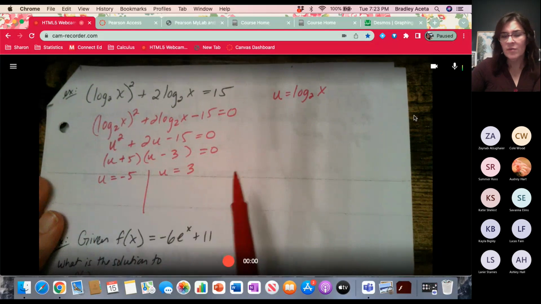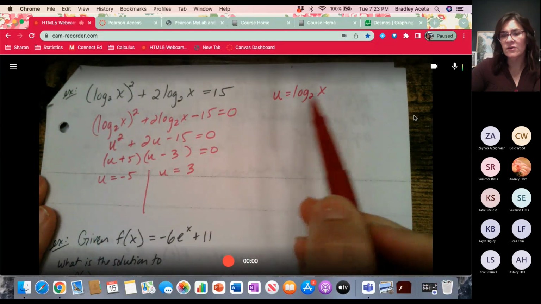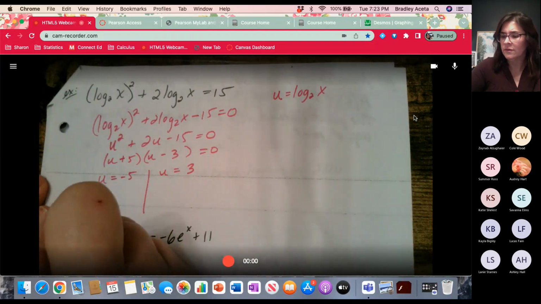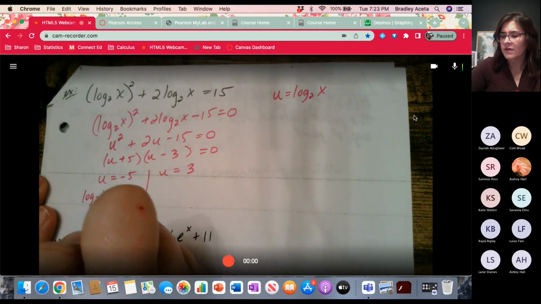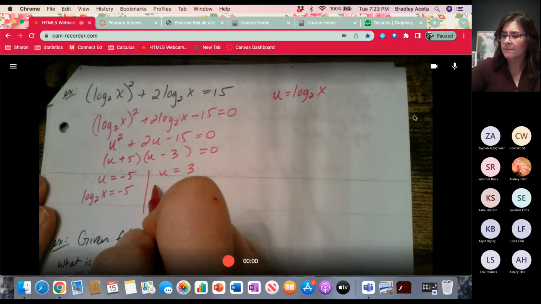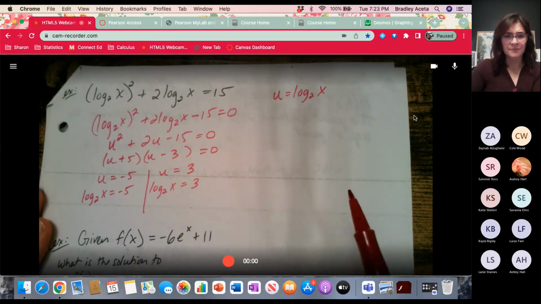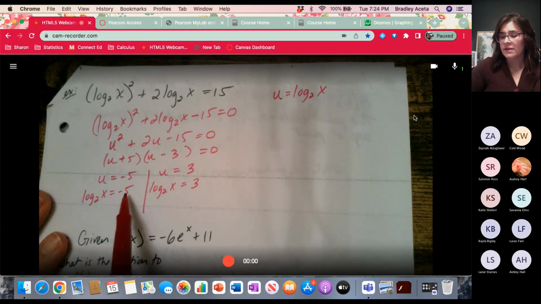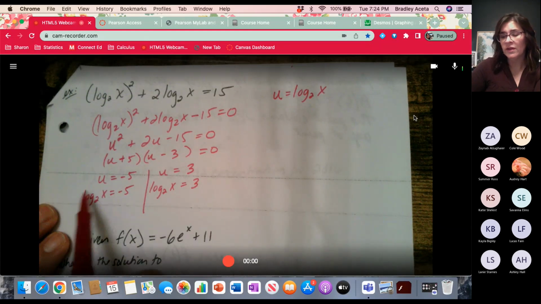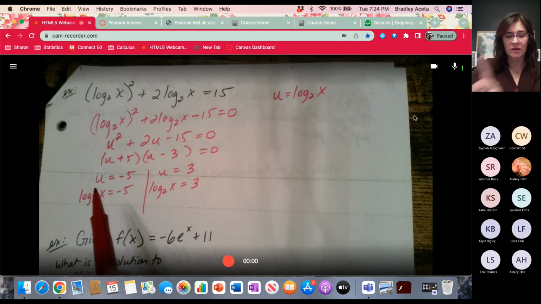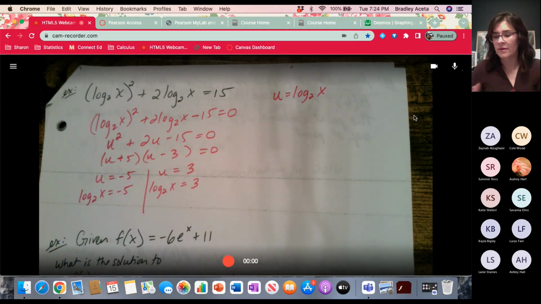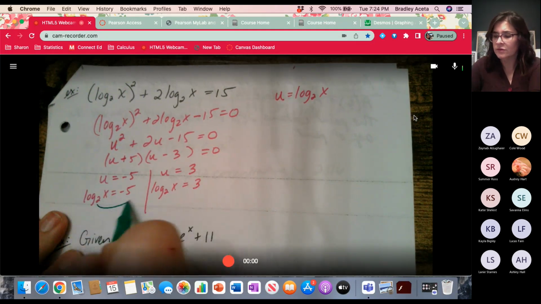And once you get to that point, replace your u. Log base 2 of x equals negative 5. Log base 2 of x equals 3. Now, once I have one log on one side, you're going to go zoop.